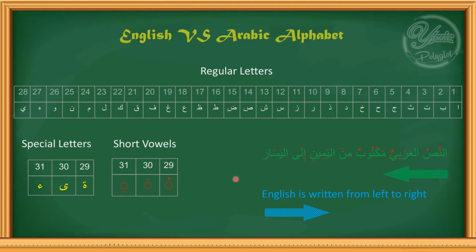The sound of U is called dhamma. The sound of A is called fathah. E is called kasrah. In addition, there's no capitalization in Arabic.